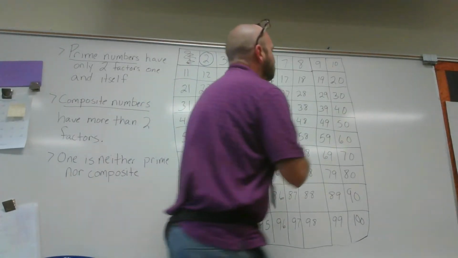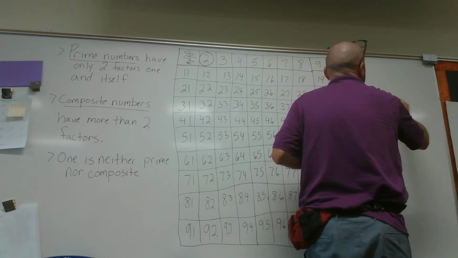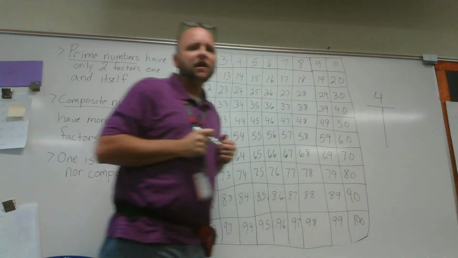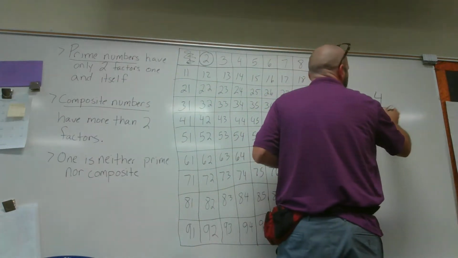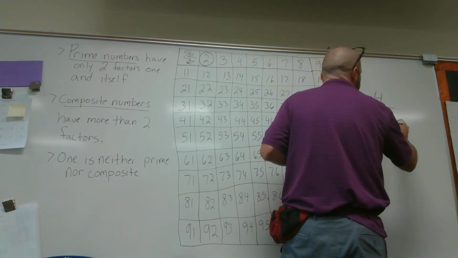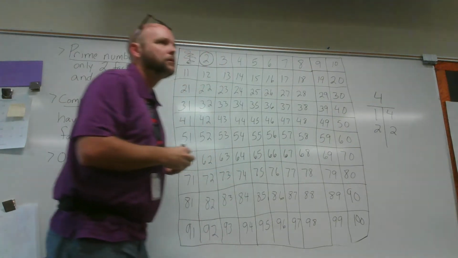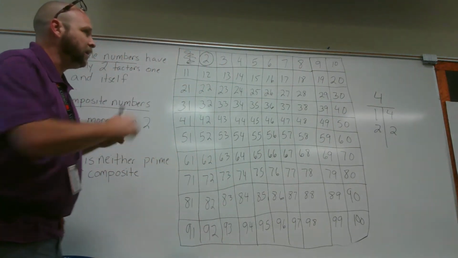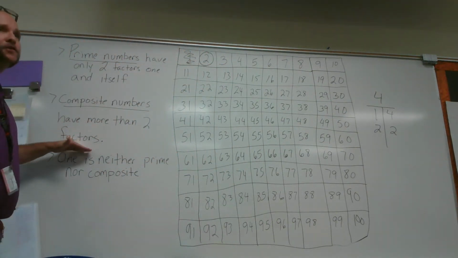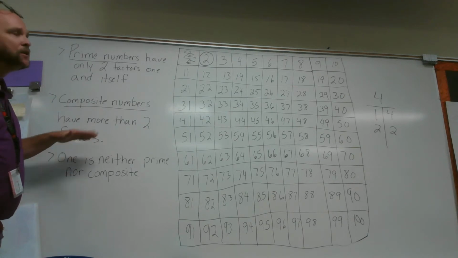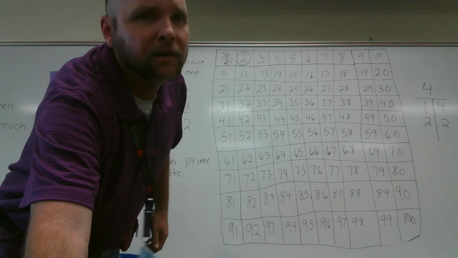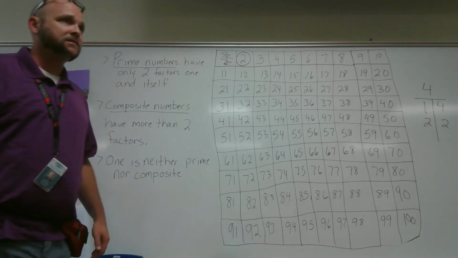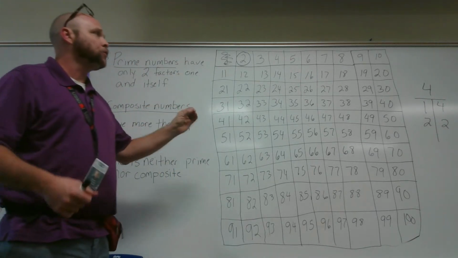Let's look at the number 4. The factors of 4 are 1 and 4, 2 and 2. Which means it has more than two factors. 2 is a factor of every other even number. Does that make sense?